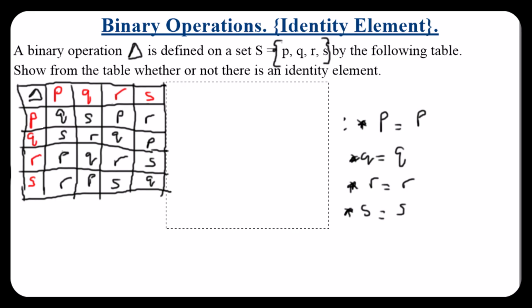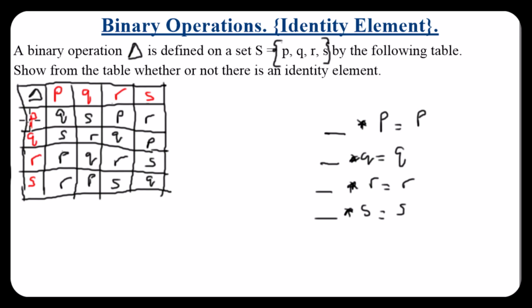So firstly, we start by using this approach. We can say, okay, what do we need to combine to P to get P? What do we need to combine to Q to get Q? What do we need to combine to R to get R? And what do we need to combine to S to also get S? Of course, we know it to be an identity element, but this time around, P, Q, R, and S are the elements in our first row, not the first column this time around.